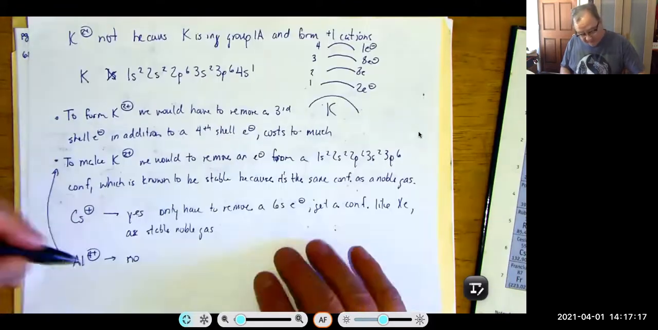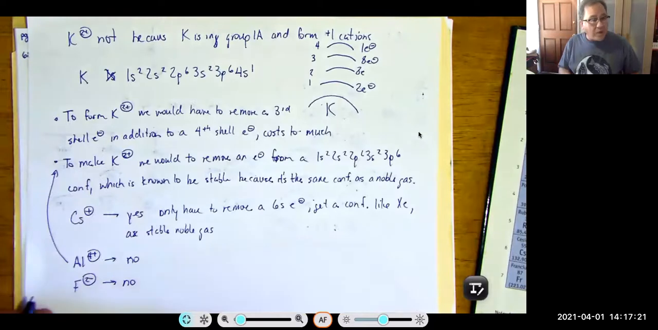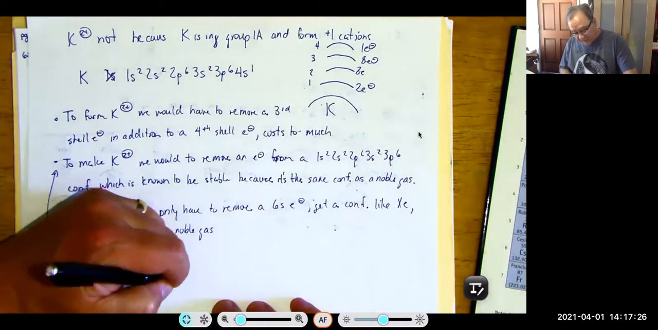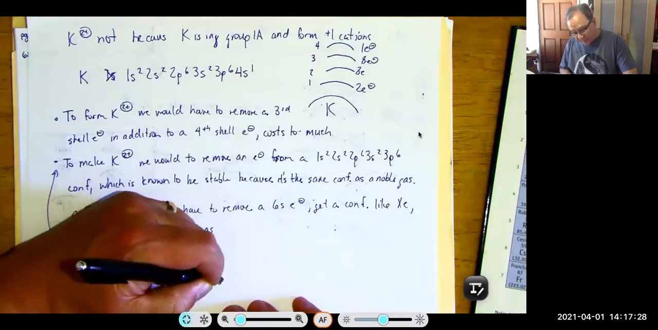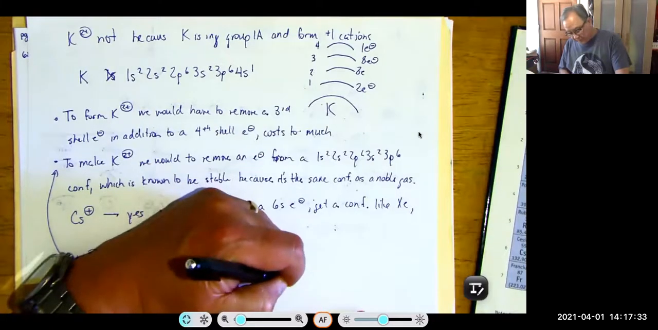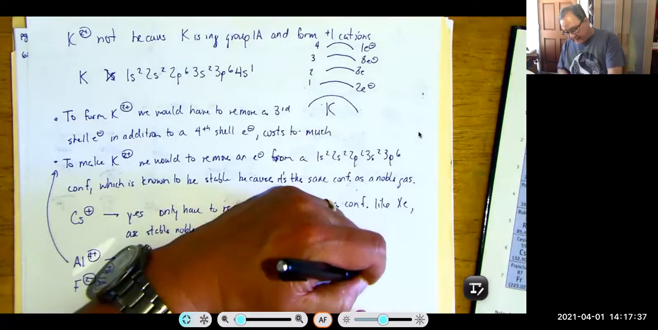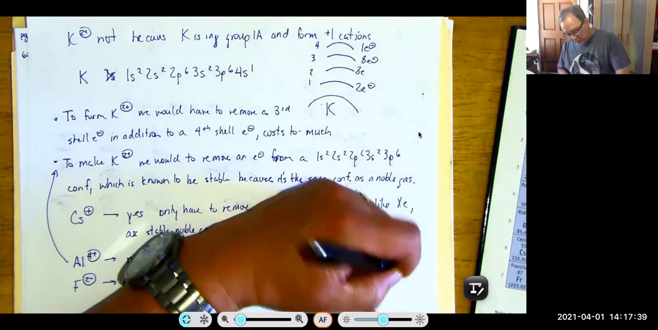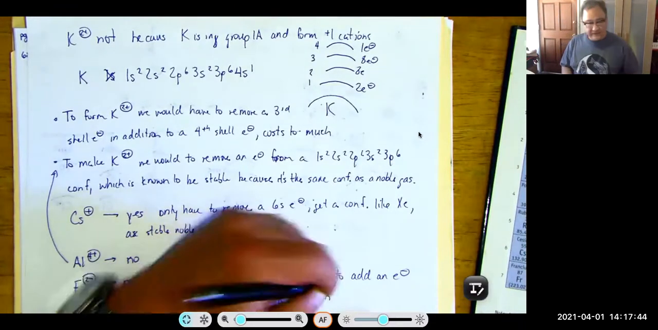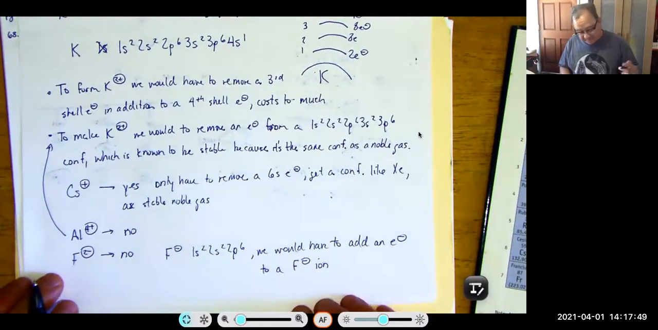F2-, no, but here we have to explain why it's not going to get an extra electron. Well, F- is 1s2, 2s2, 2p6. Here, we would have to add an electron to an F- ion, which seems like a bad idea, right? Adding a negative to a negative.